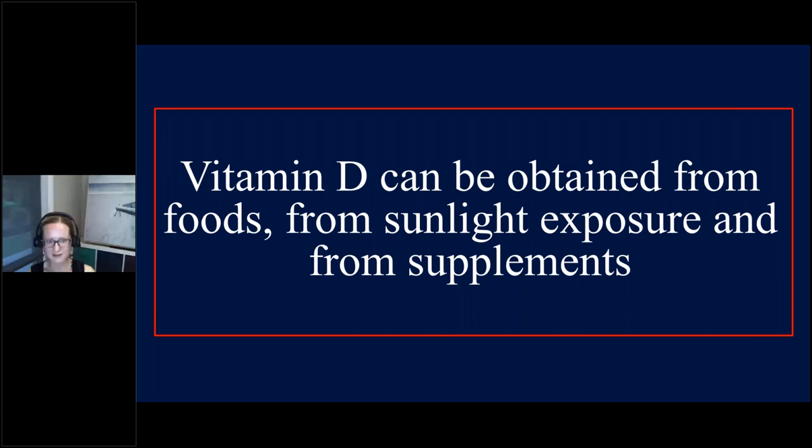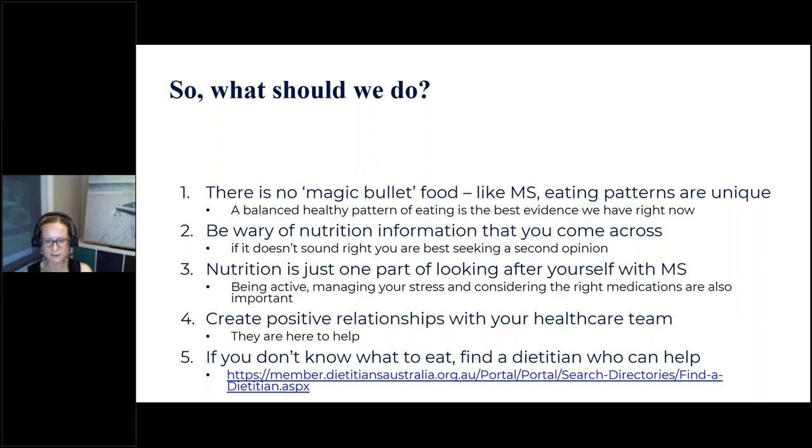So I know I'm getting close to 1:30, so what I'll do is I'm going to wrap things up a little bit for you. And I've got 5 key messages for you to think about. I guess the first one, unfortunately for a lot of people, is we don't have a magic bullet food. There's no one food that we have to eat when we have MS to make everything better.